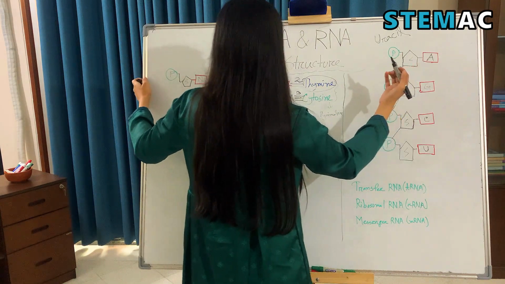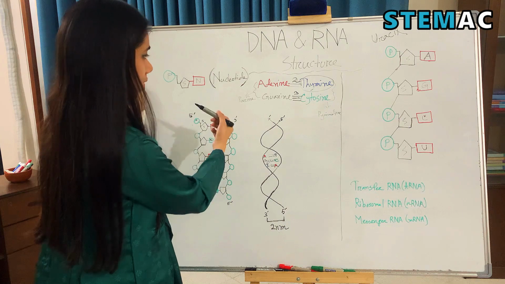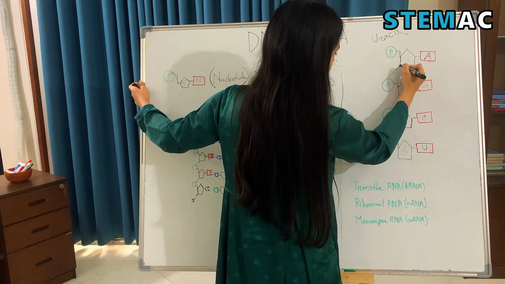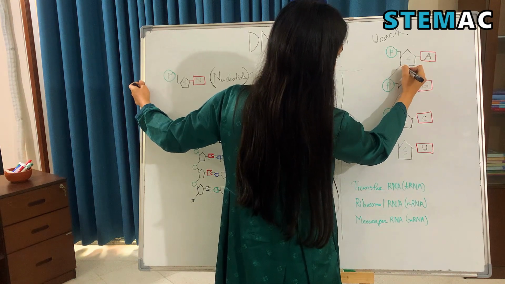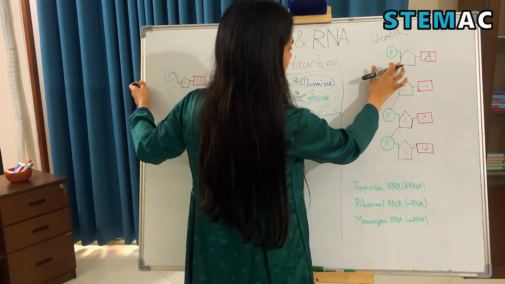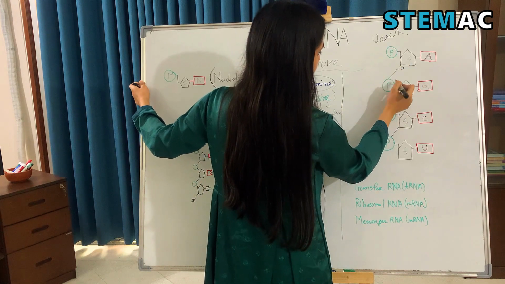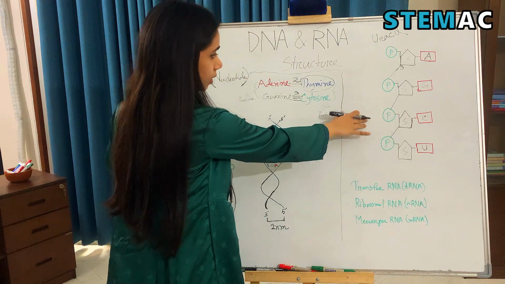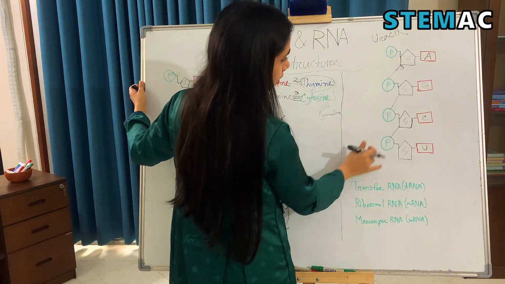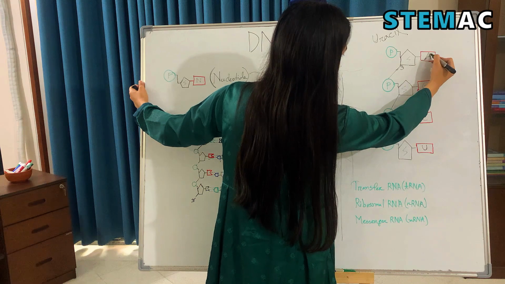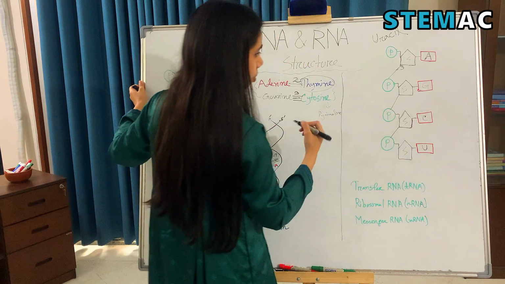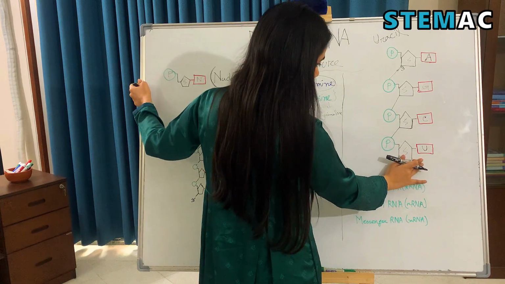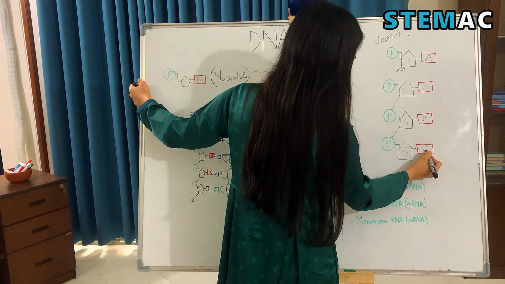So similarly to the polynucleotide strand of DNA, if this is the third carbon of the pentose sugar, the hydroxyl group present at the third carbon will form a phosphodiester bond with the phosphate group of the next nucleotide, and this will continue on. Okay, so let's say this is a base for adenine, this is a base for guanine, this is for cytosine, and this is for uracil instead of thymine, right? Because this is RNA.